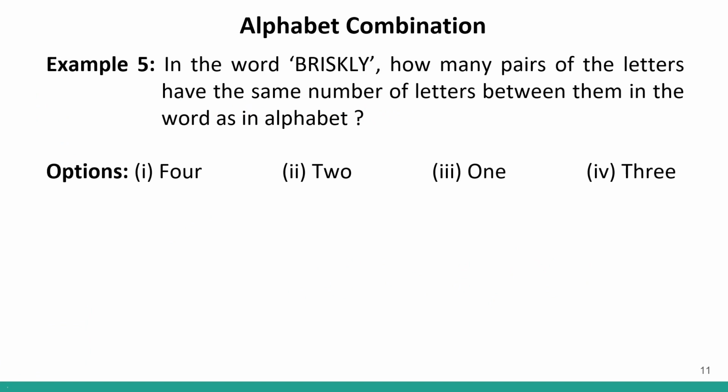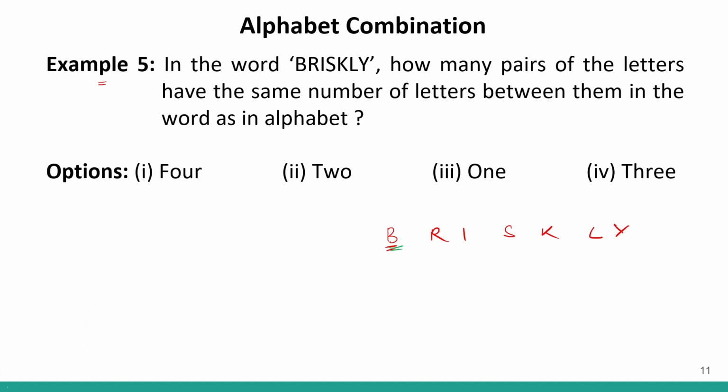Now, example number 5. In the word briskly, how many pairs of the letters have the same number of letters between them in the word as in the alphabet? So, let us check for briskly. Now, we will start from B, right?